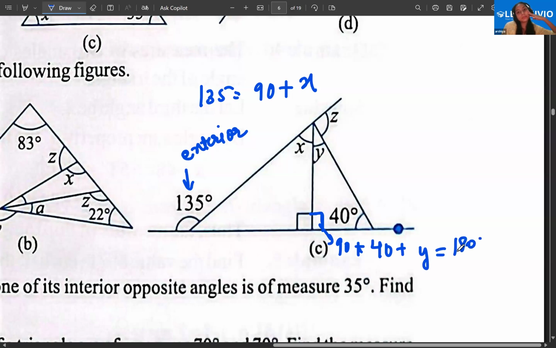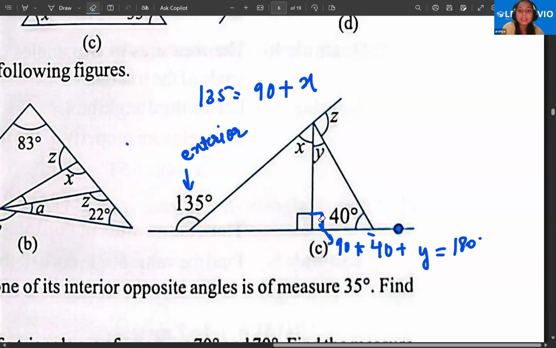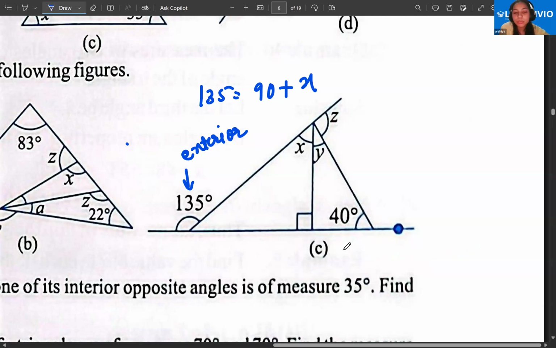This is correct, but they haven't introduced the angle sum property yet in your exercise. So it's better if you use the exterior angle property only. And how will you do that? Here 90 degrees is the exterior angle, right? And now it will be y. So 90 degrees will be equal to what? These two angles, these are the interior angles. So y plus 40.